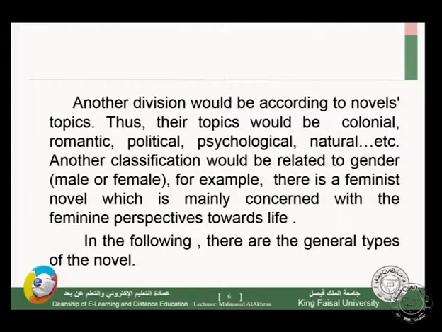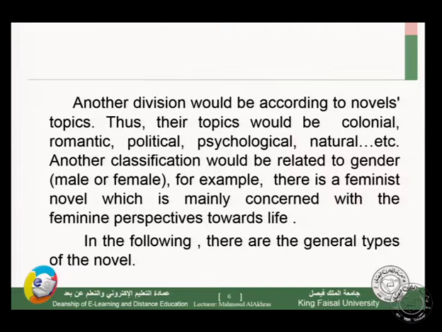Another classification would be related to gender. So we have male or female. For example, there is a feminist novel, which is mainly concerned with the feminine perspectives towards life and society in general. So we have the feminist novel according to gender. In the following, there are the general types of the novel.